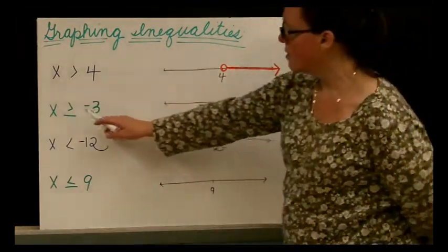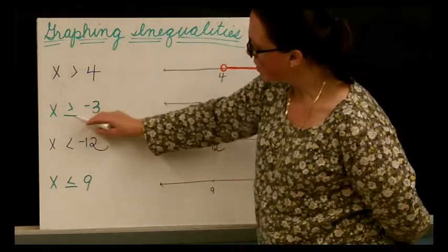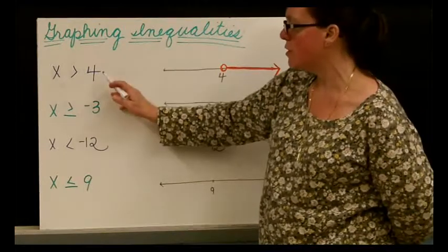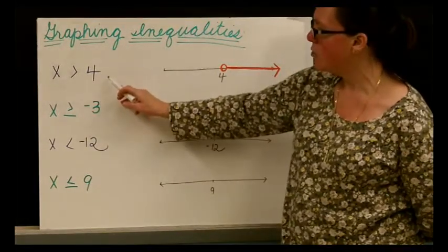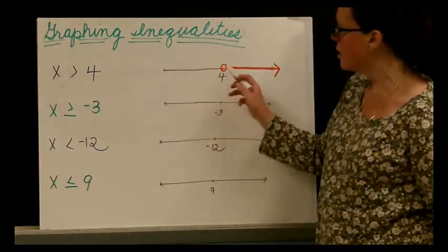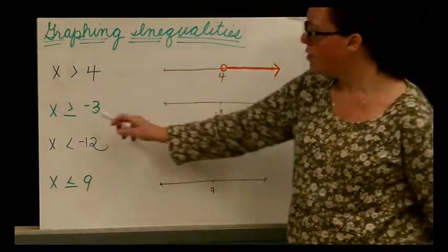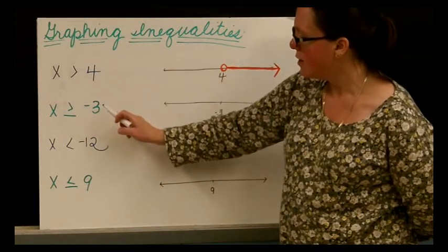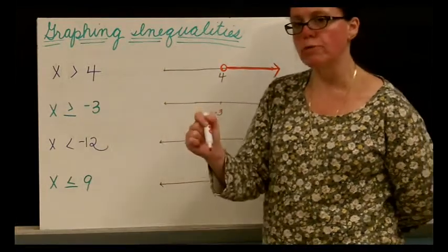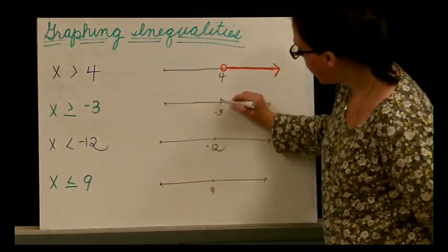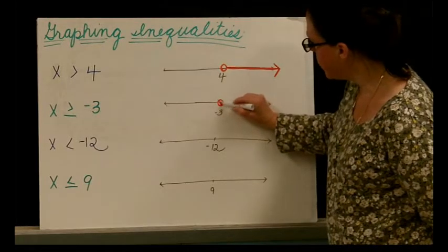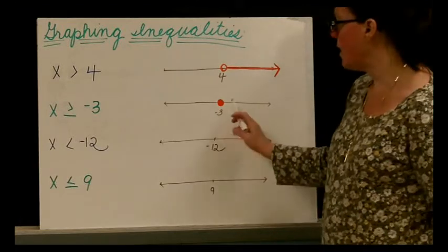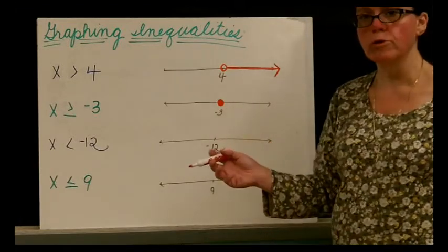Now let's take a look at this symbol. This symbol is new. This says greater than or equal to. This is a little bit different. See here, where x is greater than 4, the number 4 is not included in the solution. But here, this bar underneath the inequality symbol means that the negative 3 is actually part of the solution. So the way we show that is to draw our circle and then color it in. The colored in circle means that negative 3 is part of our solution set.